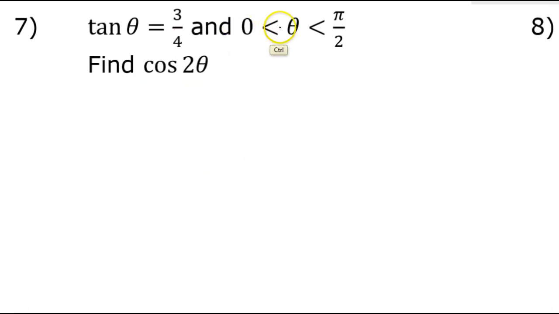Alright, this time we are between 0 and pi over 2. So that simply puts us in the first quadrant.